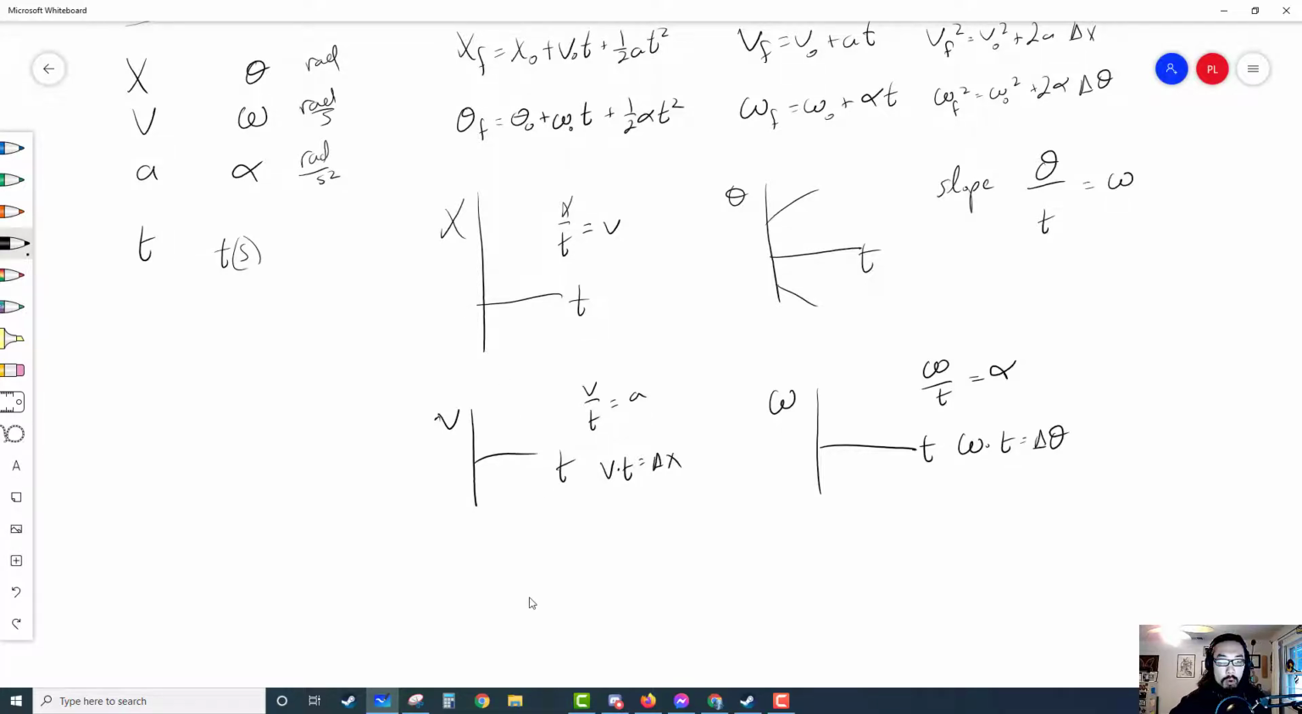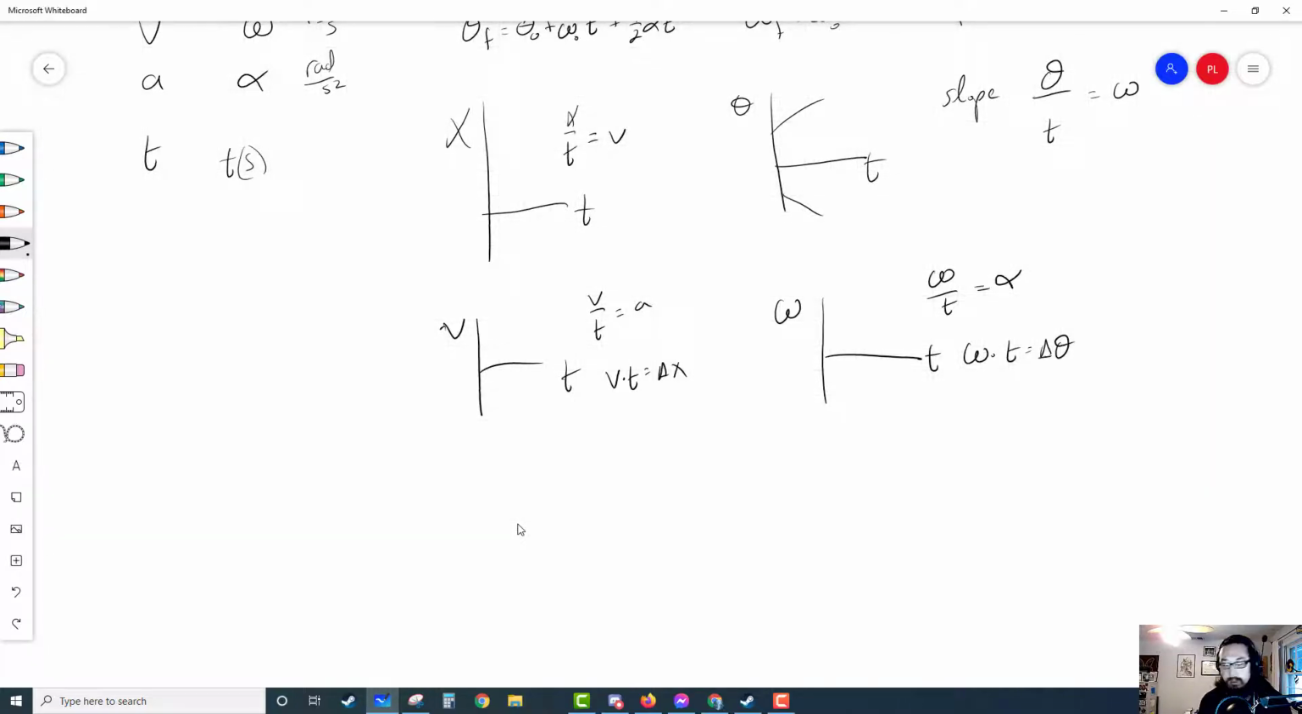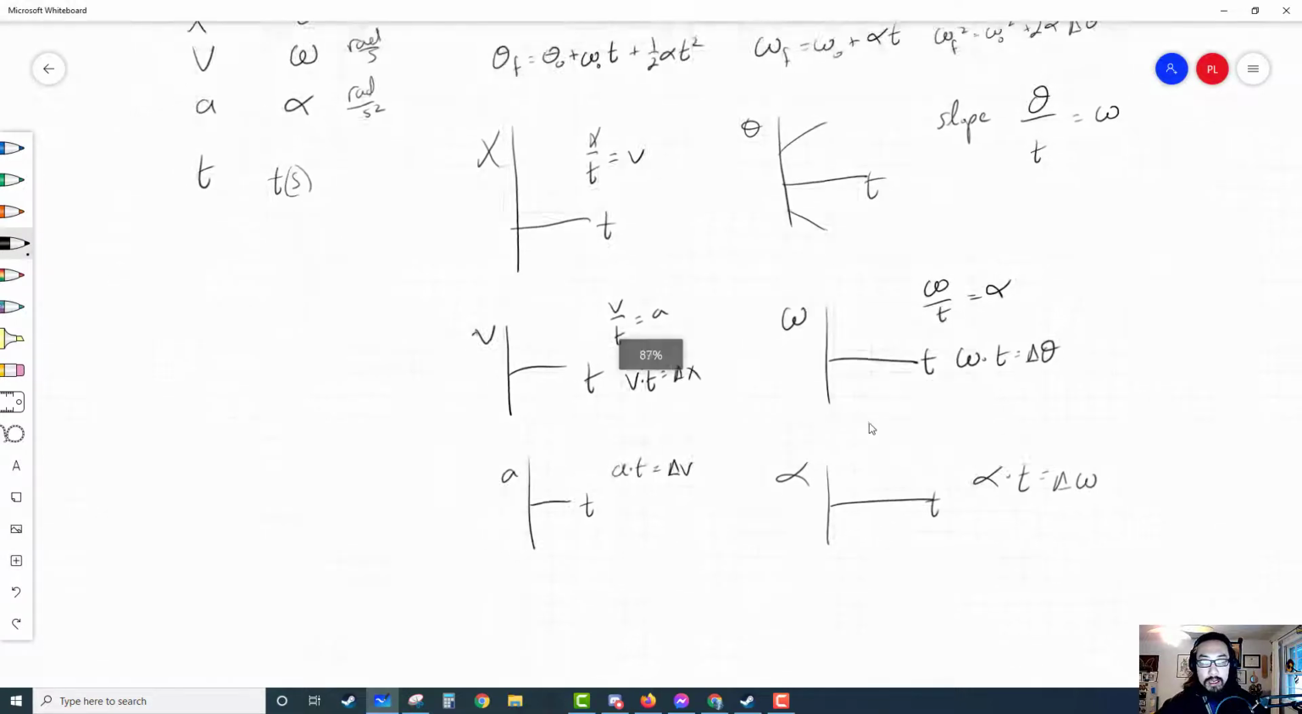And the last one is the acceleration versus time graph. There's no slope for this one, just area under the curve. So acceleration times time gives us the change in velocity. And then we have alpha times time, which gives us the change in omega. All right, so we have those 3 kinds of graphs.